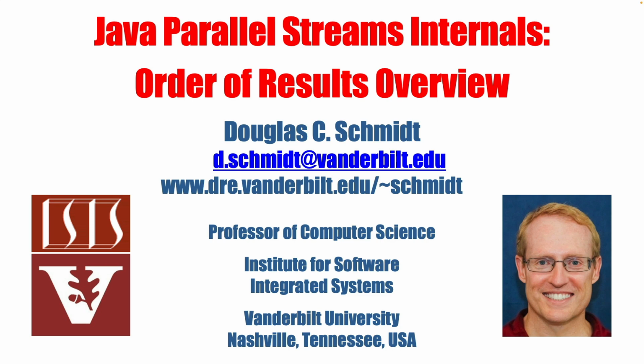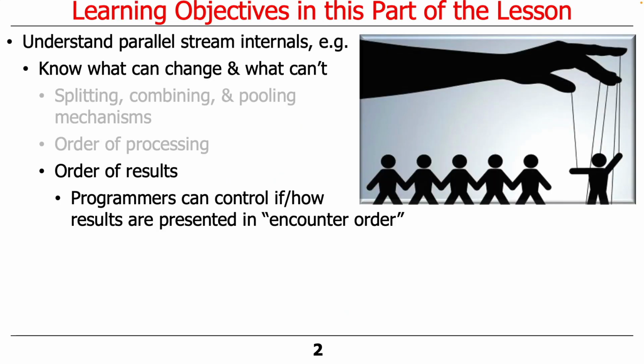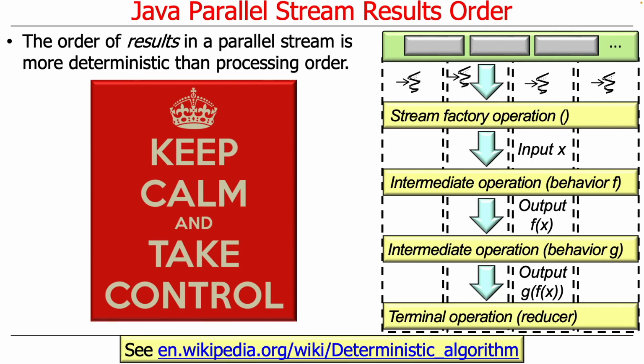So earlier we talked about the order in which things are run being something you had little or no control over. However, you do have control over the order in which results are presented. And there's a couple of different ways that can occur. So one thing you can do is control if or how results are presented in so-called encounter order. So let's talk about this.